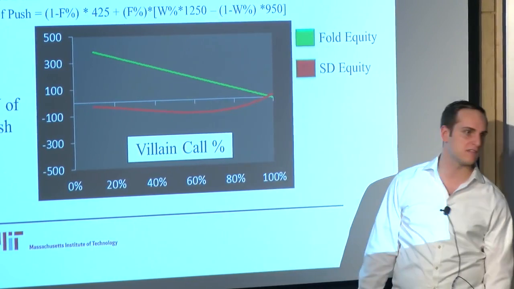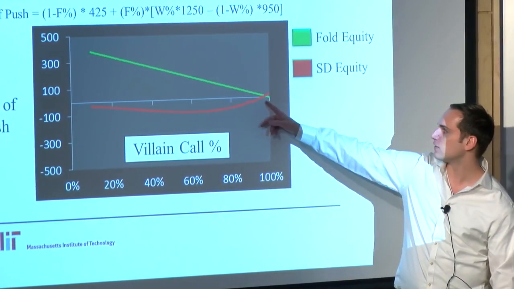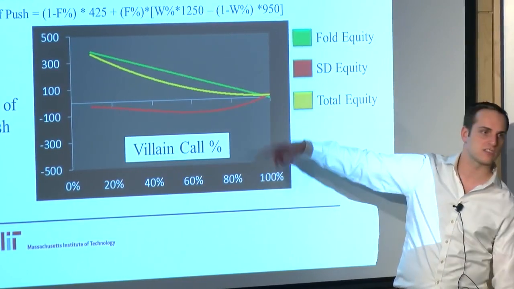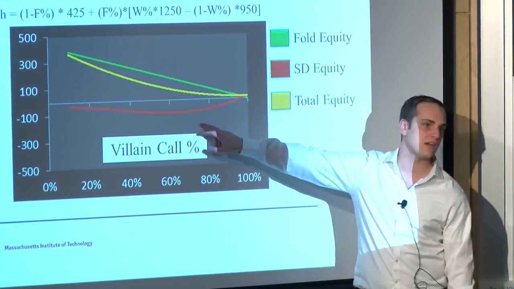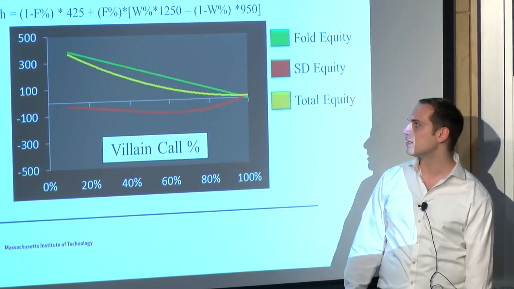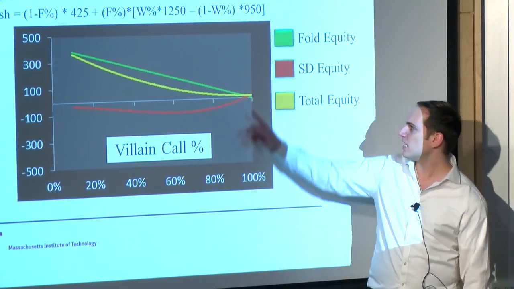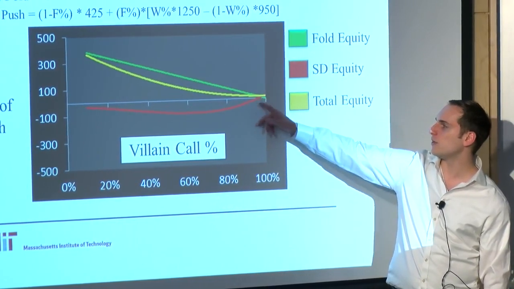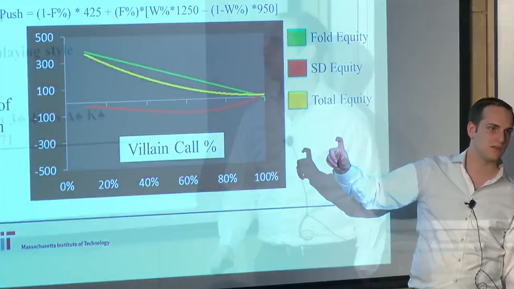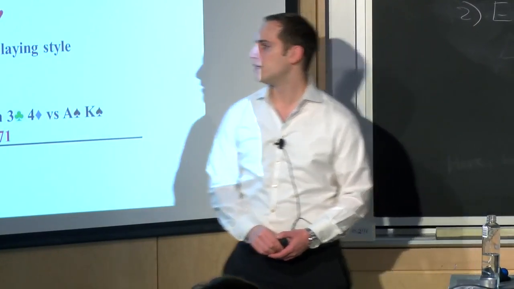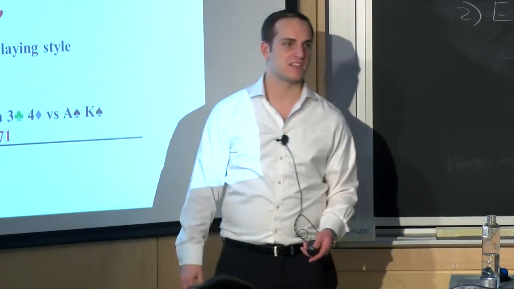And the reason we're positive at the end is for this reason. This line, the total equity, is just the sum of these two, where our showdown value is going to be negative over basically the entire range. And even when our fold equity reaches 0, that's when our showdown equity creeps just above 0. Regardless of what his calling range is, your average is like 175 chips of EV.